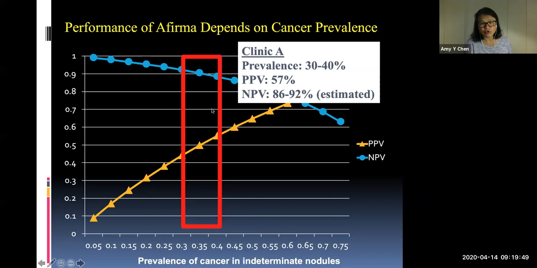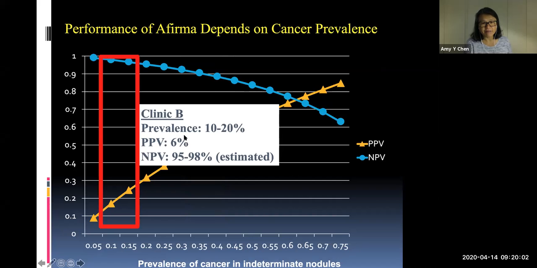Negative predictive value is pretty high. And as you move along this x-axis based on prevalence of cancer, you are going to change your positive predictive value and your negative predictive value. So if you're in clinic B, where very seldom does an indeterminate nodule turn out to be cancer, therefore the prevalence is very low, your positive predictive value is really going to only be 6%. Your negative predictive value is going to be much, much higher.